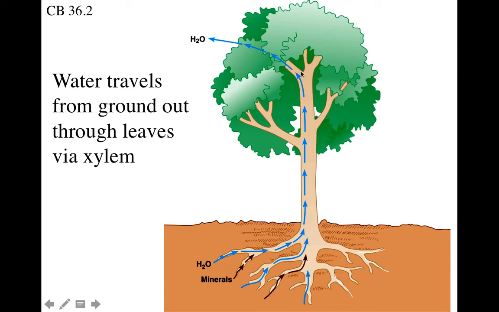So xylem carries water up the plant, mainly to the leaves, to where photosynthesis is going to occur, and that is the main job of the xylem. It will also carry some minerals just naturally with that water. But that's the main job of the xylem.